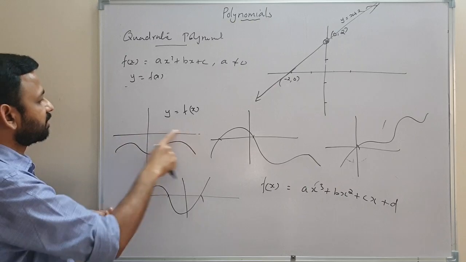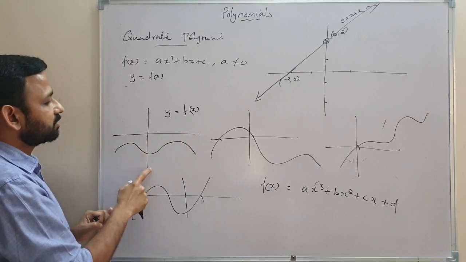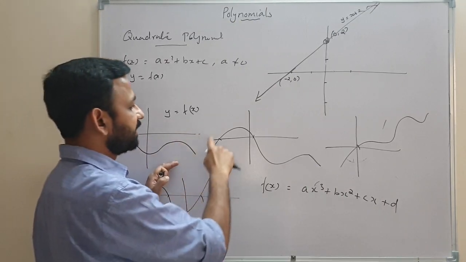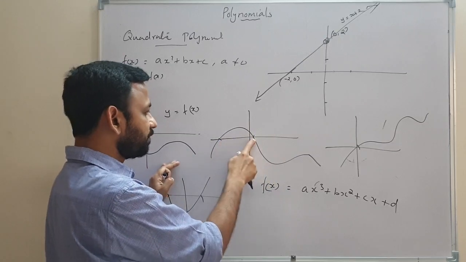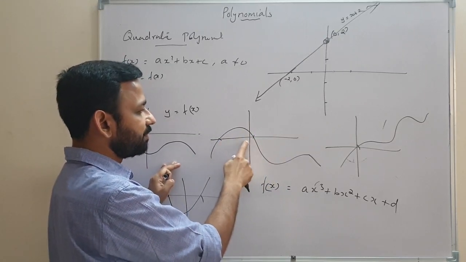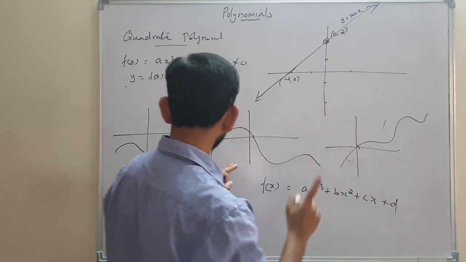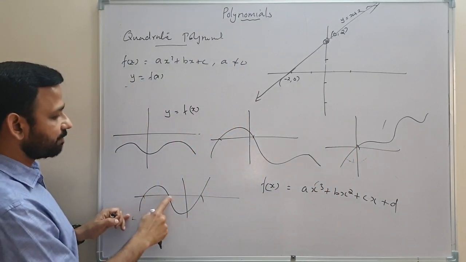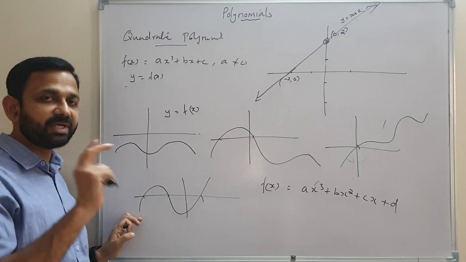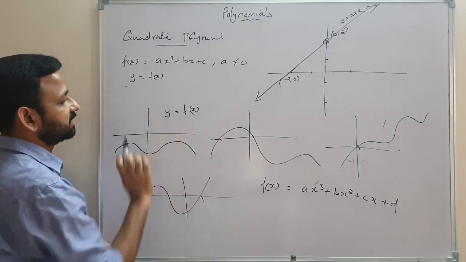So here it is not intersecting the x-axis, so the number of zeros is 0. Here it is intersecting the x-axis at 2 points, so the number of zeros will be 2, and here the number of zeros will be 1, and here the number of zeros will be 3. So how many times is it intersecting the x-axis?